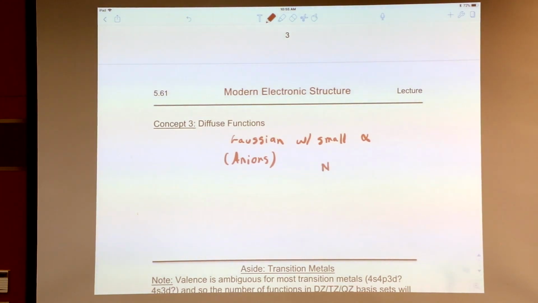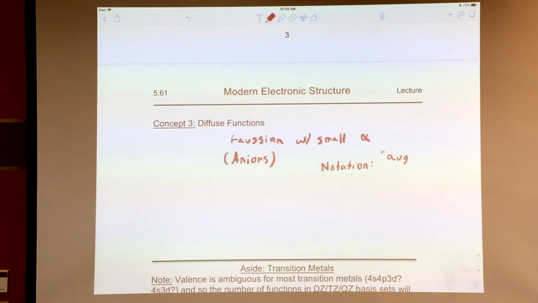And the notation here is either you use the phrase aug or plus added to the basis set. If the basis set has the word aug in front of it, that means it has some diffuse functions in order to describe those weakly bound electrons, or the plus indicates it has some of those functions in it. Again, those are added with the same angular momentum as the valence. They're not usually polarization and diffuse at the same time.